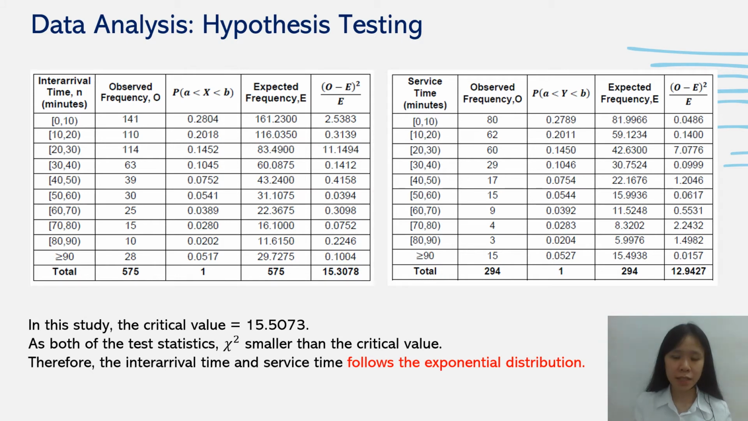For the hypothesis testing results, both inter-arrival time and service time follow the exponential distribution. This is because both test statistic values are smaller than the critical value.